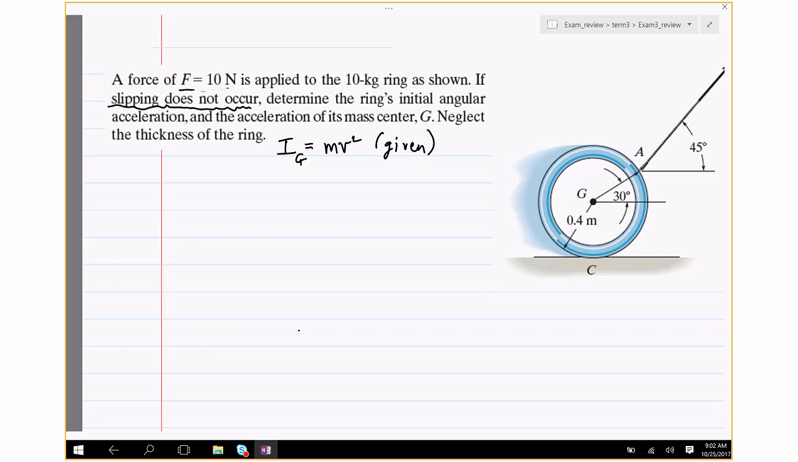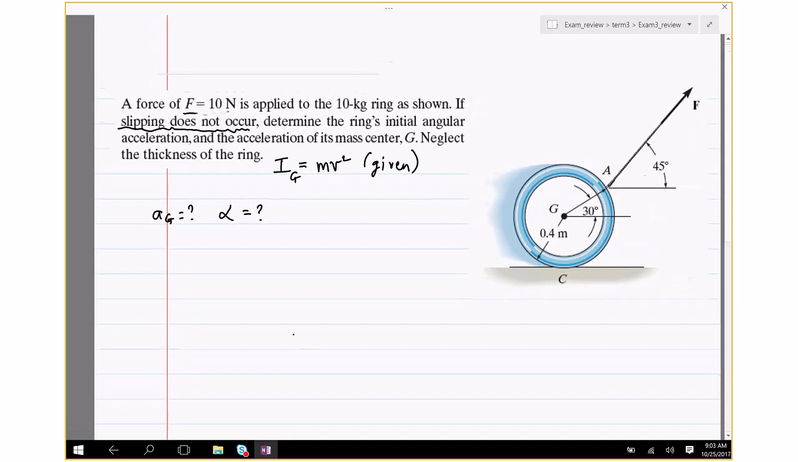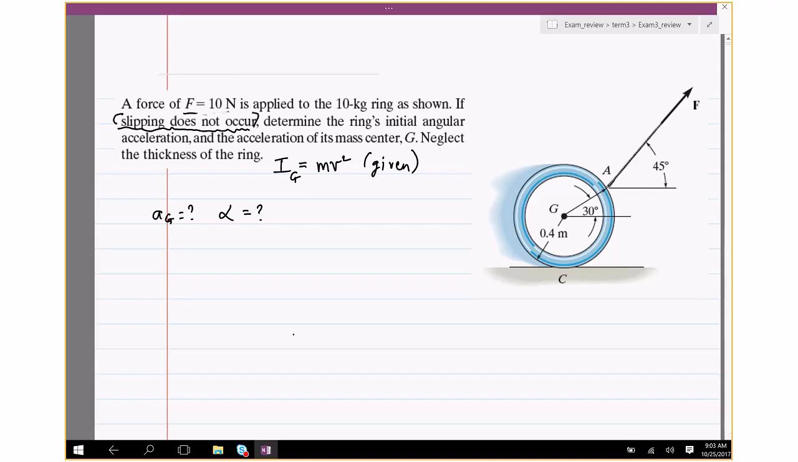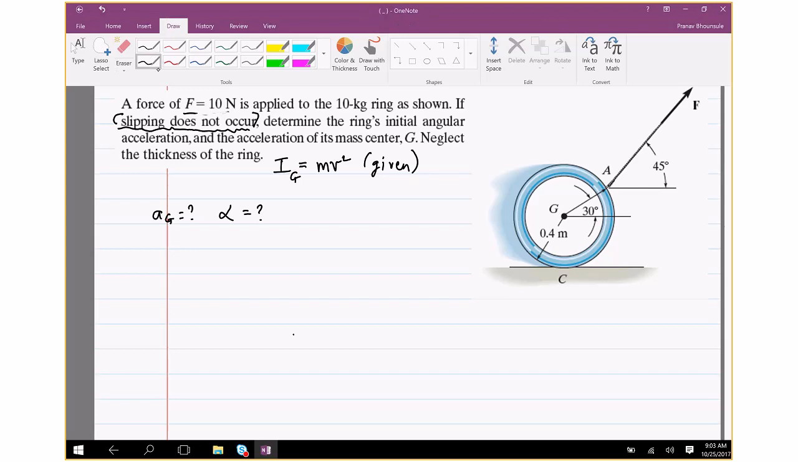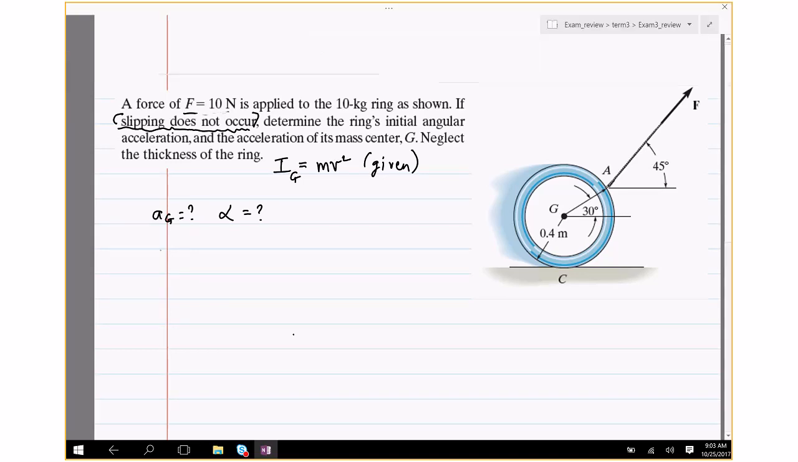Okay, so what's asked? We're asked to find the acceleration of G and the angular acceleration of the ring. That's about it. The key thing here is that you're told that slipping does not occur. When slipping does not occur, there are a set of equations which you need to develop. But before we develop the equations, let's draw the free body diagram.